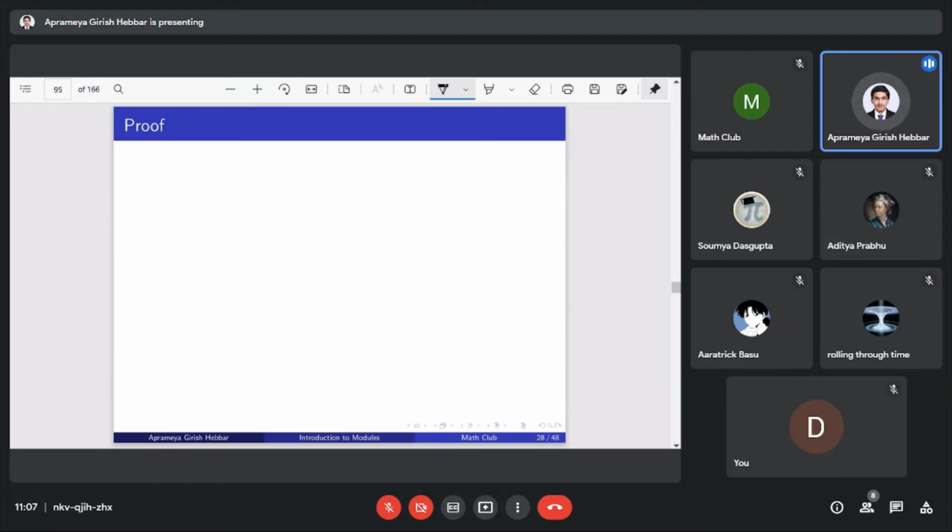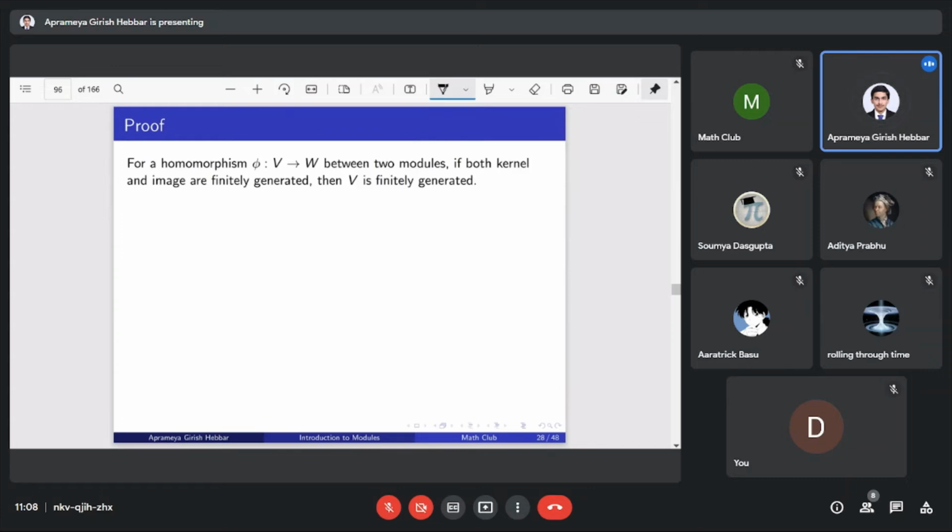So now what do we have? We have a map pi restricted to I that goes from I to R^(n-1), and the kernel of pi restricted to I is finitely generated, and the image of pi restricted to I is finitely generated. In general, if you have a homomorphism between two modules, and both the kernel and image are finitely generated, then the module V here is finitely generated. If we show this, we are done, right?